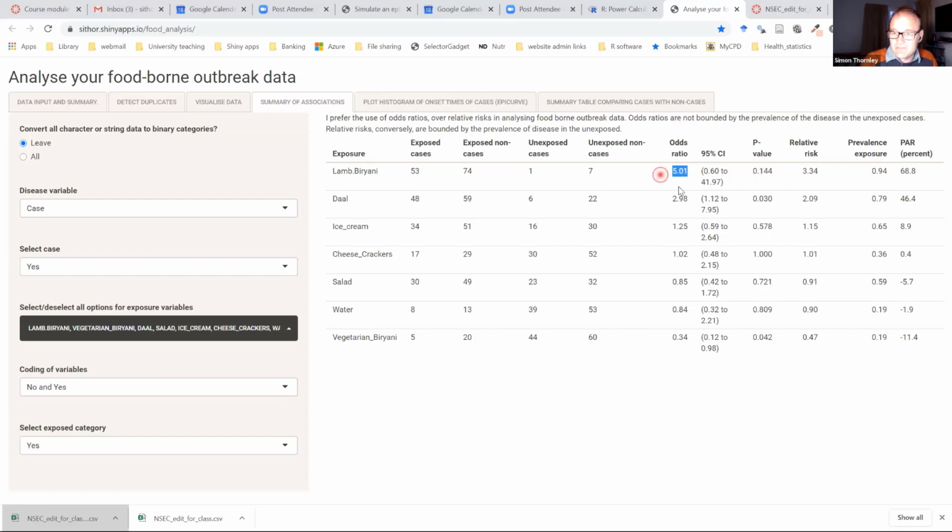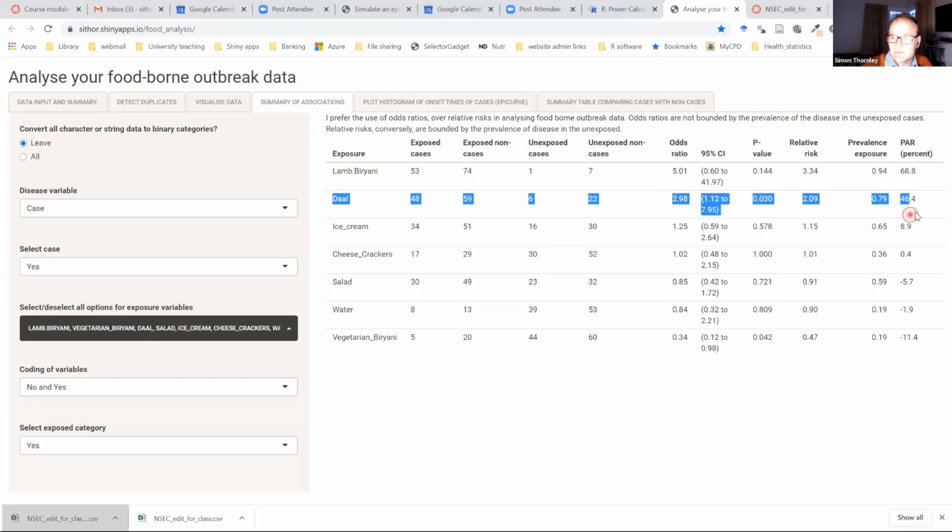Now, we got a relative risk of 3, odds ratio of 5. This program sorts the odds ratio by the strength of association. So we've got very strong association for the lamb. For the dal, 3. I'm going at a race here because we're just about out of time. 3, ice cream. So the dal is statistically significant. Lamb biryani is not statistically significant, but very strongly associated.